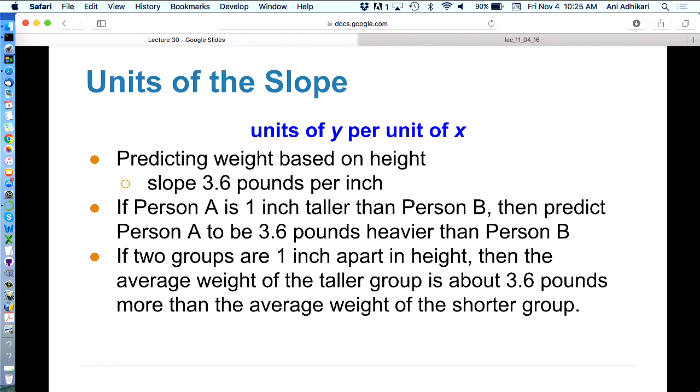Okay, so now let me ask you this. You have two people. You have person A and person B. Person A is 2 inches taller than person B, right? So who do you predict is going to be heavier? Person A, you're going to predict, is going to be heavier. By how much? 3.6 and another 3.6. Yes? Per inch change in x, you estimate a 3.6 pound increase. All clear? That's what the slope means. It's just average change in y per unit change in x.